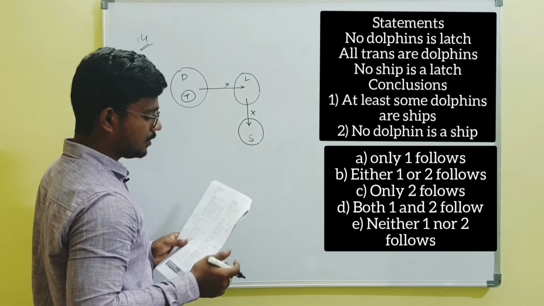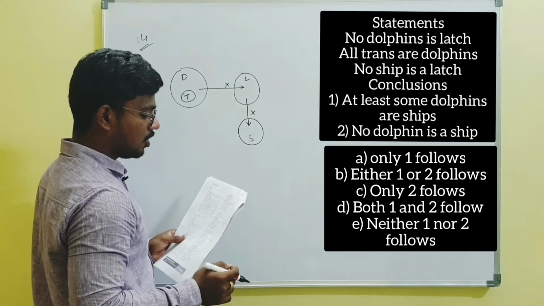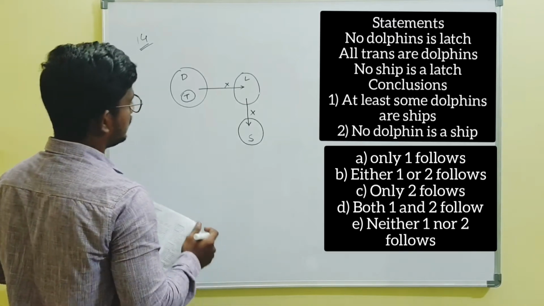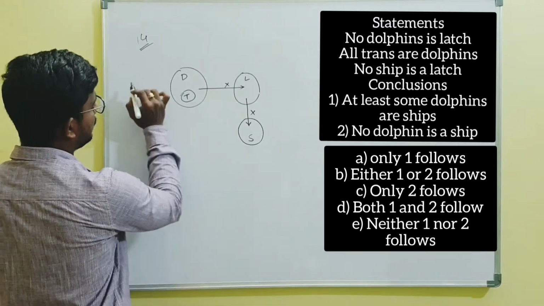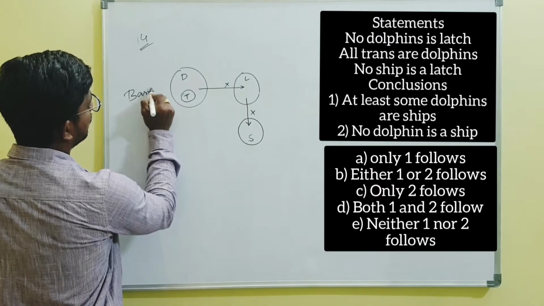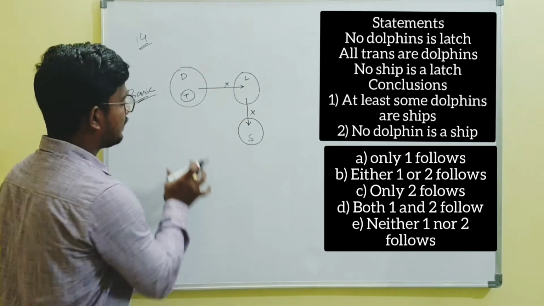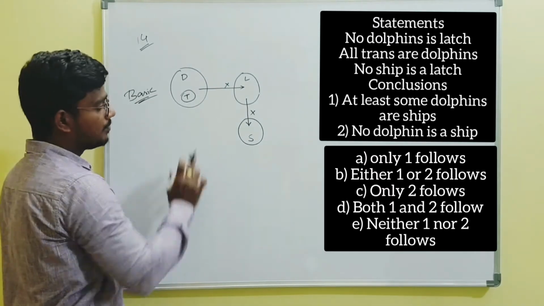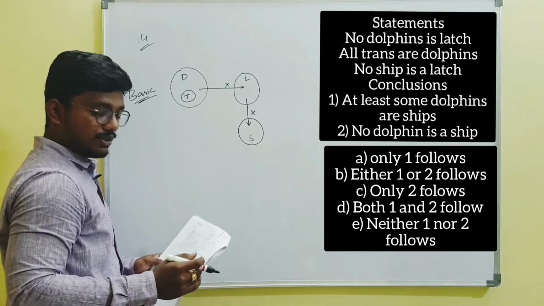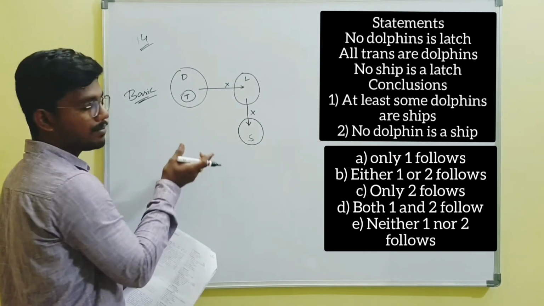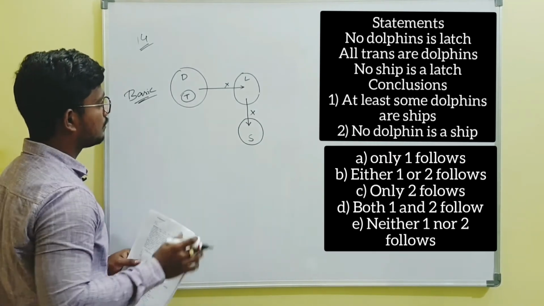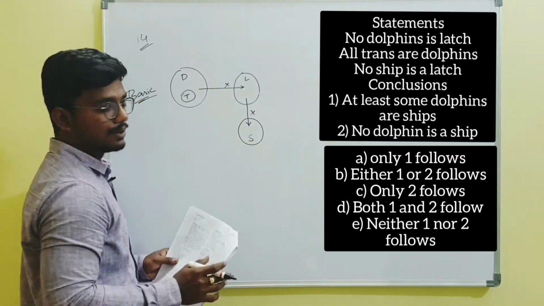Let us come to the conclusions. At least some dolphins are ships. See, at least some, this is our basic diagram. By directly taking the given statements, I have written the basic diagram. So, coming to the conclusions, this basic diagram may vary. We can vary depending on the conclusions.